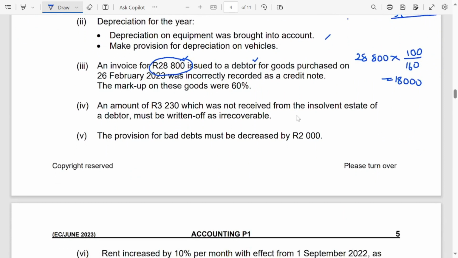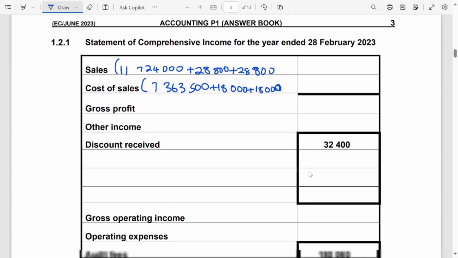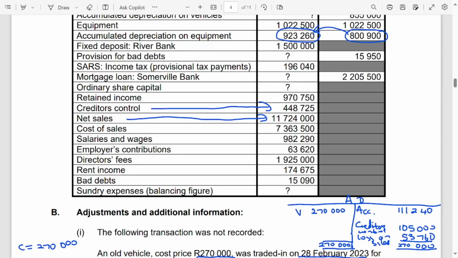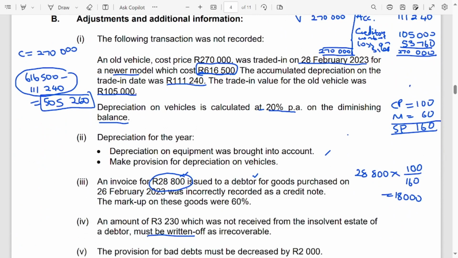An amount of 3,260, which was not received from an insolvent estate of a debtor, must be written off. So we are told to write off a debtor. Let's go and check the bad debts: 15,090. Bad debts: 15,090. Then we are told to write off another debtor, for 3,230.